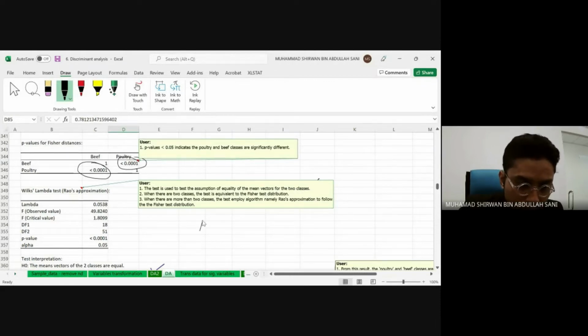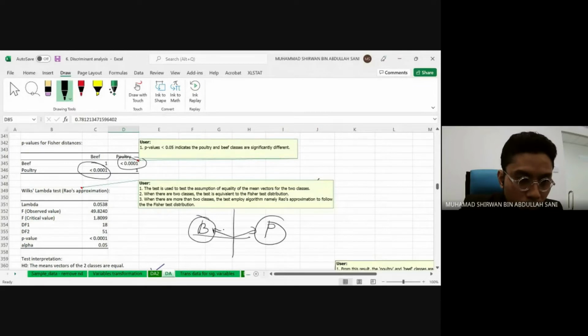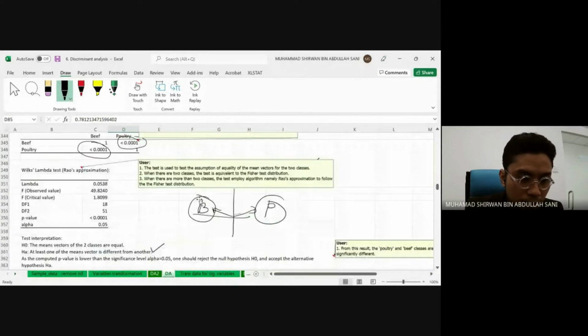So we have beef and we have porcine. When we plot in the graph, it will give us the vectors, the direction of the grouping. So we want to check whether the mean vectors between these two are equal. When there are two classes, the test is equivalent to the Fisher test distribution. So that's why we go to Fisher distance.